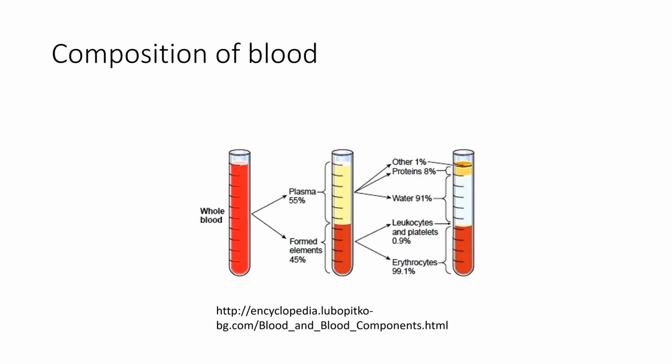So we have to understand the composition of blood, and we know that blood is composed of whole blood in totality, and this can be split into plasma and formed elements. 55% of blood is plasma, and the remaining 45% are formed elements. The formed elements mainly consist of leukocytes, platelets, and erythrocytes being the more dominant of the cell lines at 99%. The plasma is 91% water, 8% protein, and 1% other substances. So these are mainly dissolved substances, ions, and other essential substances required.